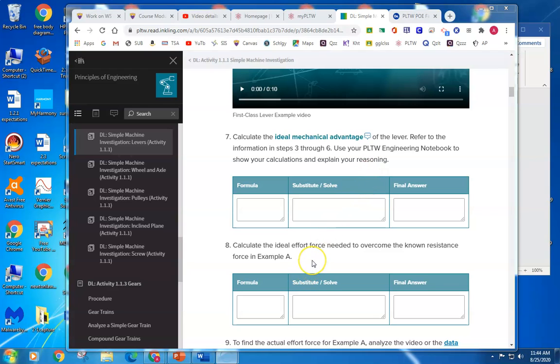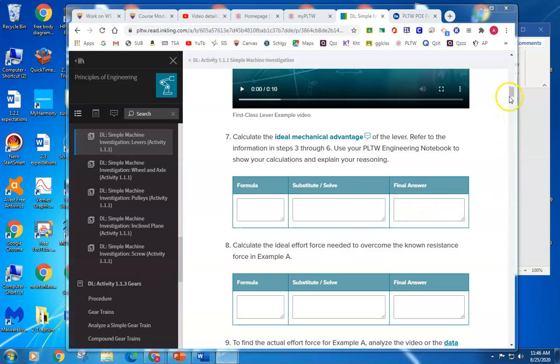Number 8 is find the ideal effort force. Now remember, when we see ideal effort force, or when we see ideal lever, what that's saying is we can use FE times DE equals FR times DR. So we're going to use our DE and DR from before, and it doesn't tell you this, but the FR, the force of resistance, is 9.8 newtons, and you're going to use that for the whole activity. The FR is always going to be 9.8 newtons, so make a big mental note of that. So using FE times DE equals FR times DR, FE is what we're looking for. We're looking for the ideal effort force in number 8.